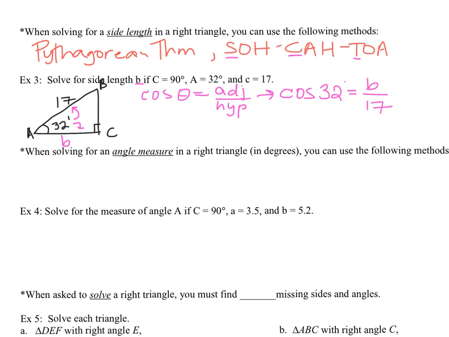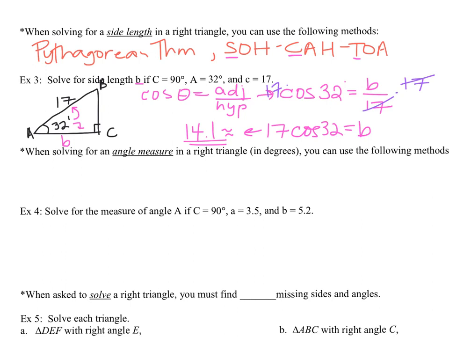Before you plug anything into your calculator, let's get B by itself. If we multiply both sides by 17, the 17s would cancel on the right. And B would equal 17 times cosine 32. Go ahead and type all of that into your calculator now. And you should get B is approximately 14.1. We'll round our final answer to the nearest tenth. So anytime you have a side length and an angle, SOHCAHTOA is a great option.